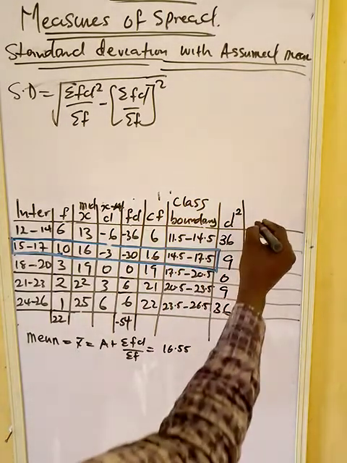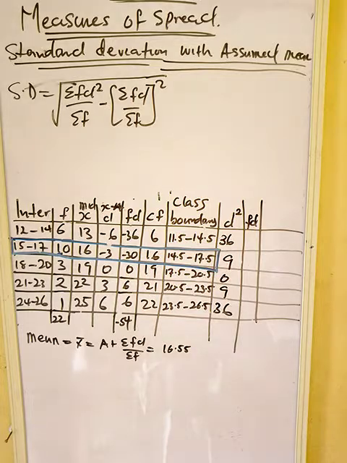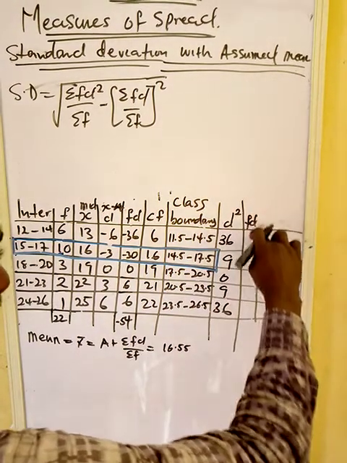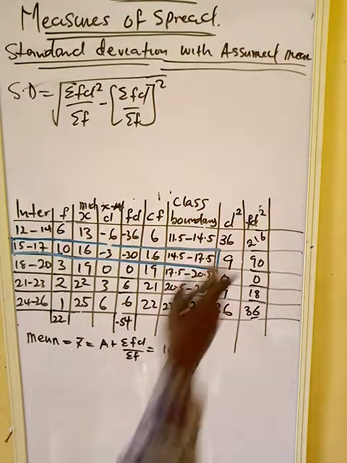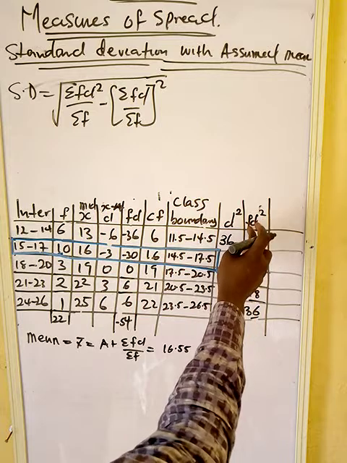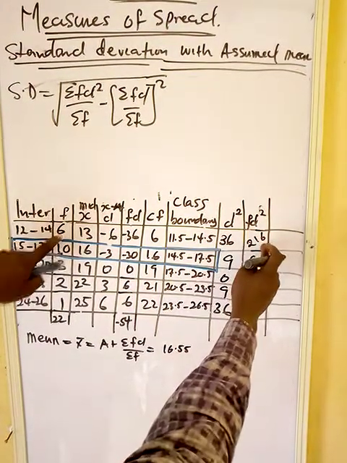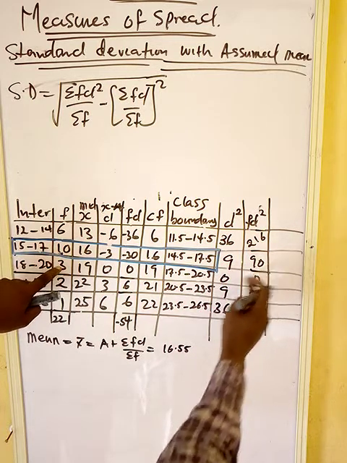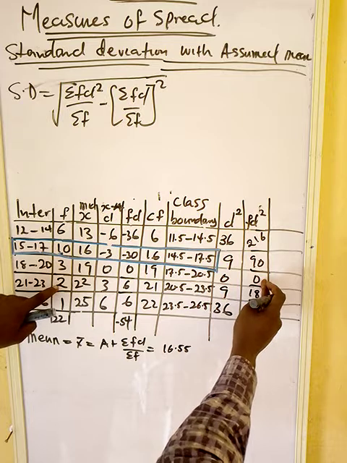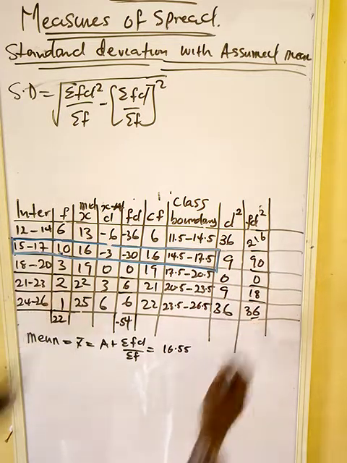So we need fd squared. Our fd squared will be d squared times f, our frequency. 6 times 36, 216. 10 times 9, 90. 3 times 0, 0. 2 times 9, 18. 1 times 36, we have 36.